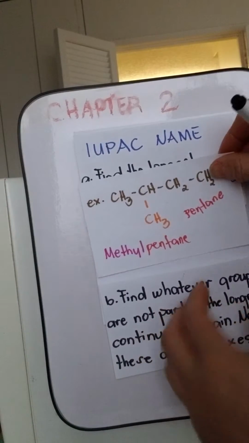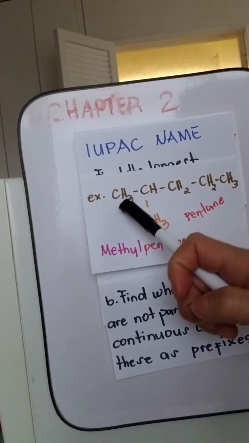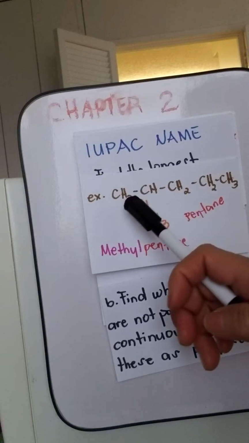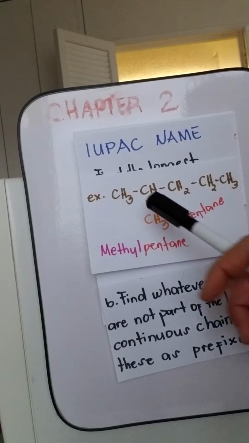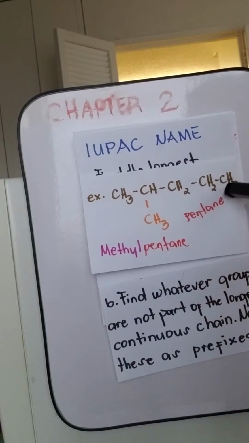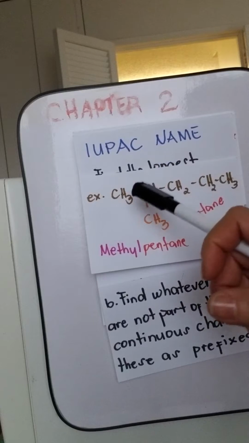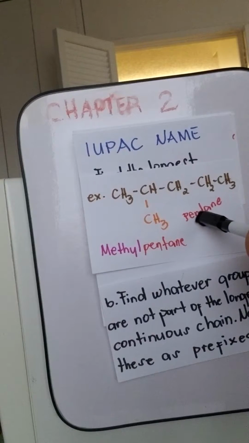What is our longest continuous chain of carbon atoms in this structure? You have CH3, CH, CH2, CH2, CH3. How many carbon atoms do we have in this longest continuous chain? You have 5. What is the prefix if you have 5 carbon atoms? Pent. And the type of bond present in this structure is a single bond, meaning the suffix we are going to attach to our prefix pent is ane. So the total name of our parent chain or mother chain is pentane.